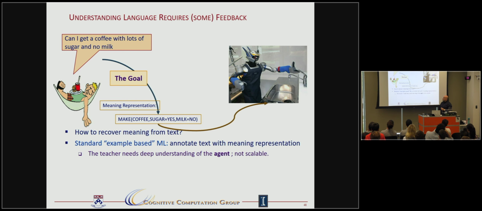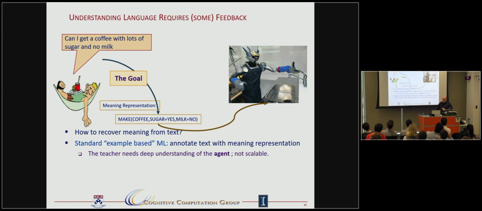It's not scalable because the teacher, the one that generates this data, really needs to understand the agent. And I'm going to talk to multiple agents. I want to talk to these coffee-making agents, but also to my PowerPoint, and also to other agents. Each one of them speaks a different language. There's no way that we can annotate and hope for good results here.